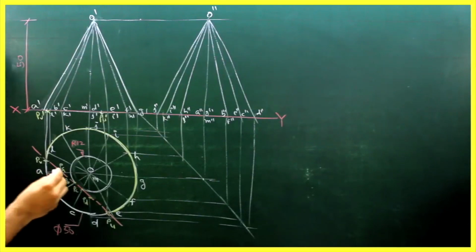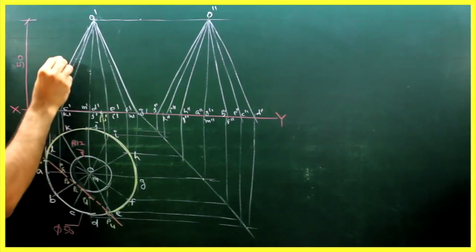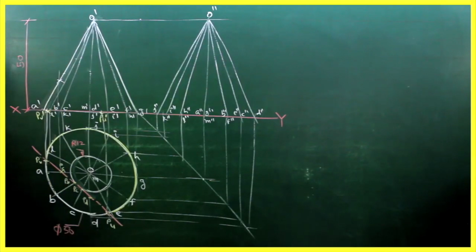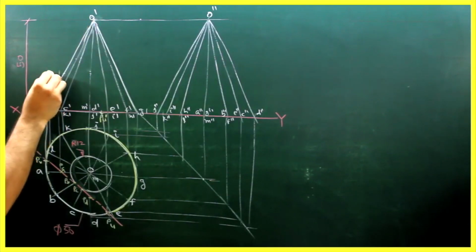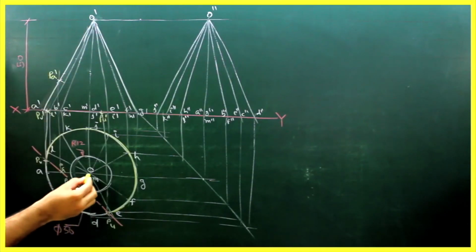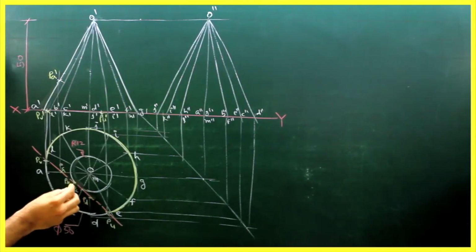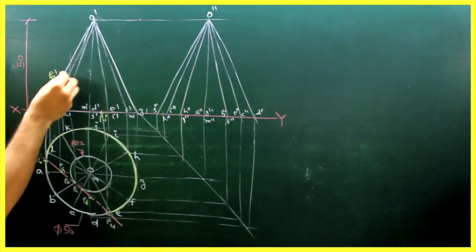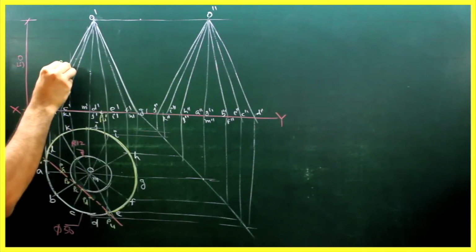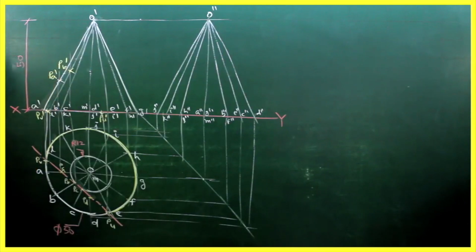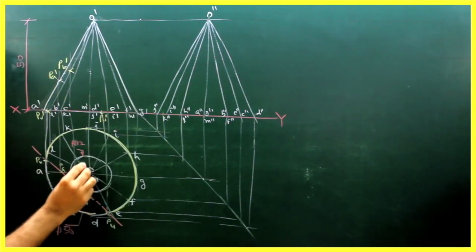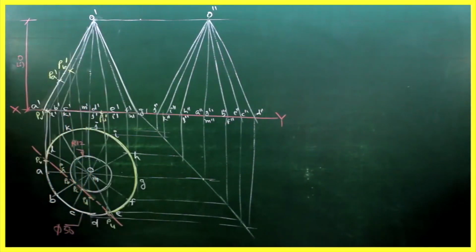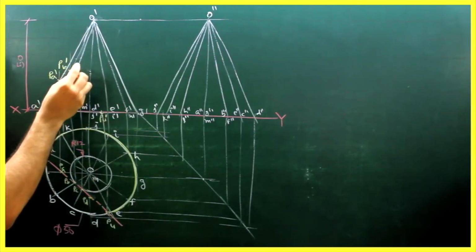Then it is cutting OA. This is point PA. Extend. Wherever it will cut O dash, A dash, that is PA dash. Then you extend OB, this point PB, right? Which is on OB. You extend up. Wherever it will cut O dash, B dash, that is PB dash. Then point C, you project straight. Wherever it will cut on O dash, C dash, that is PC dash.